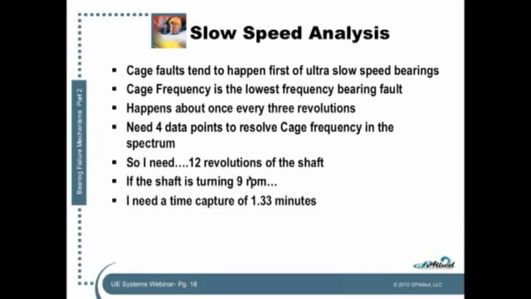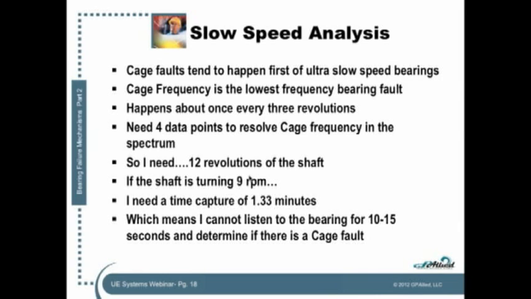So bear in mind, you cannot stick your ultrasonic device on a bearing, listen for 10 to 15 seconds and go, ooh, I think this bearing has a cage fault. It's not possible, right? So that's why you have to use the spectral capability of a UE device, or ultrasonic device, sorry, or you have to use a vibration analyzer if cage is an important thing for you to find on the bearing.